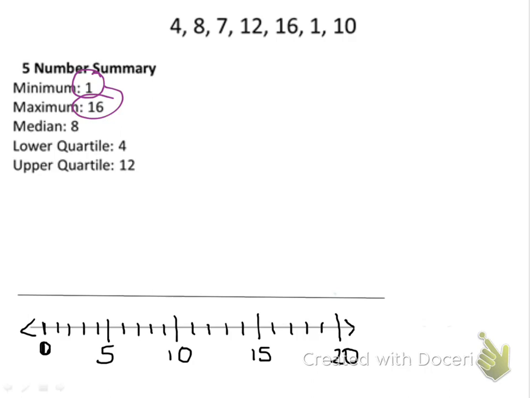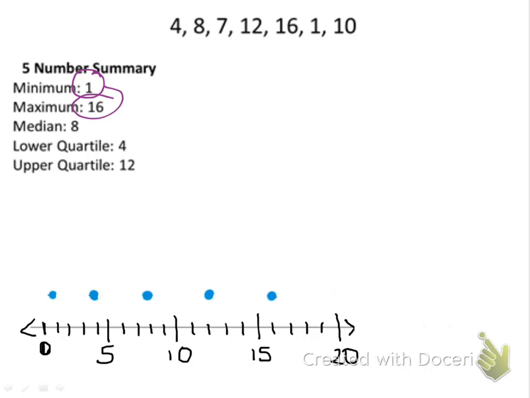So my first number is 1. It's my minimum, so I'm going to put 1 right there. Then my maximum is 16, so my 16 goes there. My median is 8, so 5, 6, 7, 8 goes right there. My lower quartile is 4. That's too high. Lower quartile is 4. And my upper quartile is 12. Now, I don't need that line in the background, so I'm going to erase it.